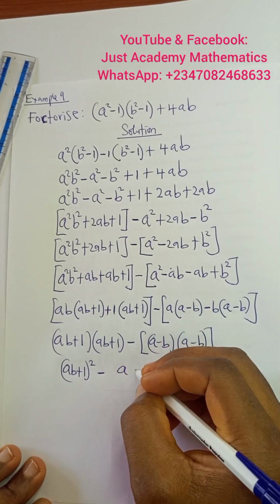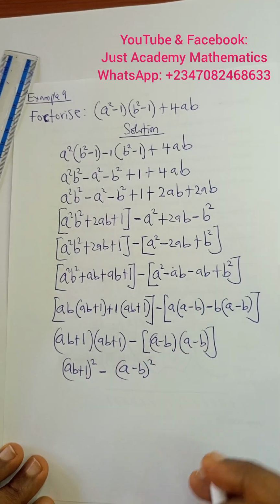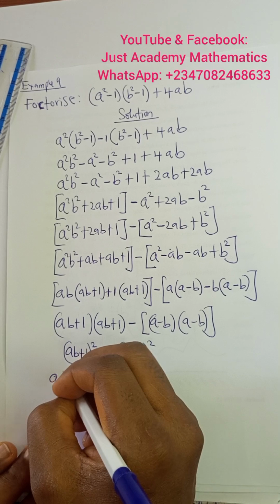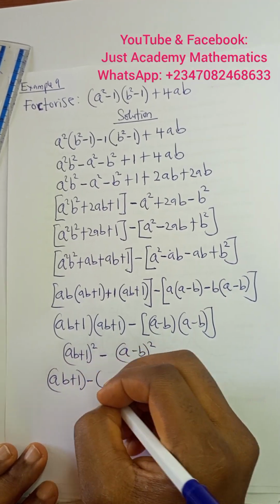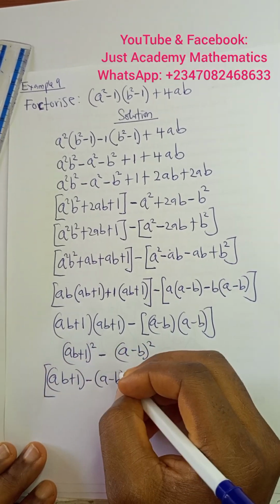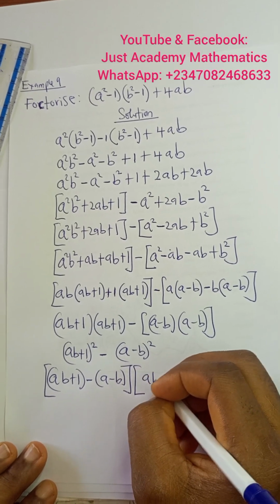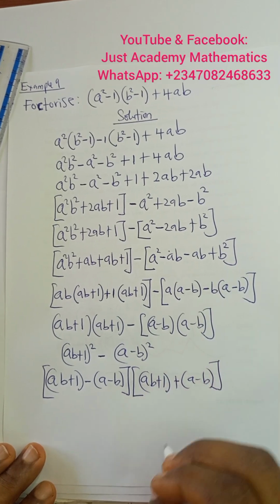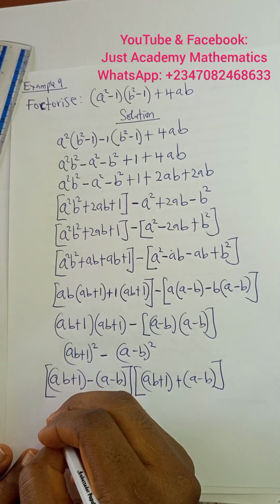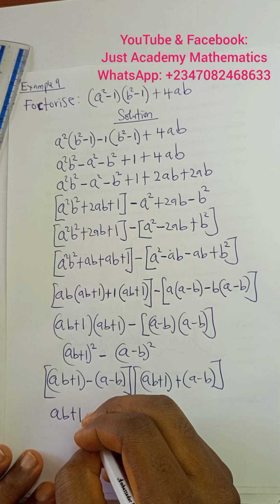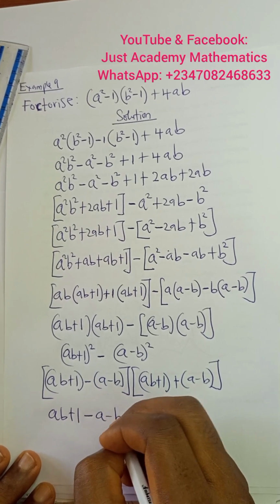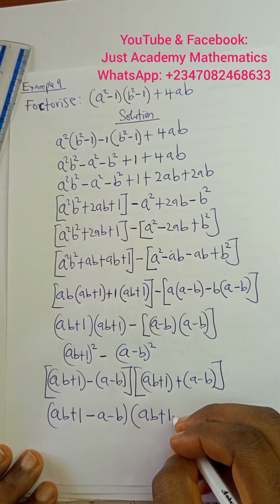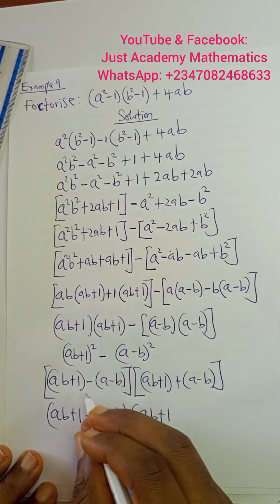minus a minus b all squared. So we can apply difference of 2 squares. Remember, difference of 2 squares. So this is ab plus 1 minus a minus b. That is the first possibility. And ab plus 1 plus a minus b. So we open up to get our answer. We get ab plus 1 minus a minus b, times ab plus 1. Sorry, minus times minus is plus here.